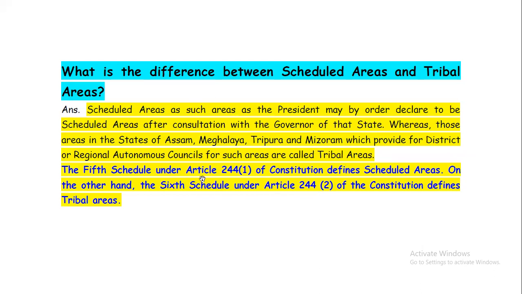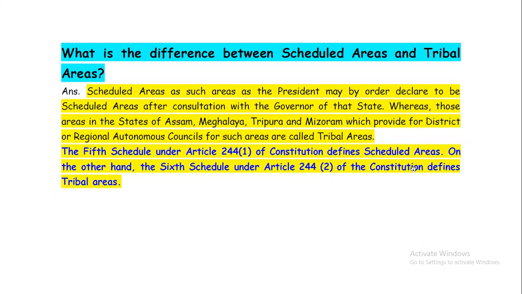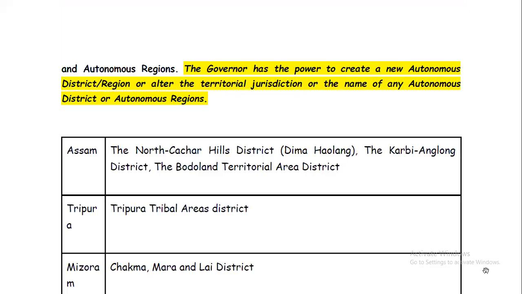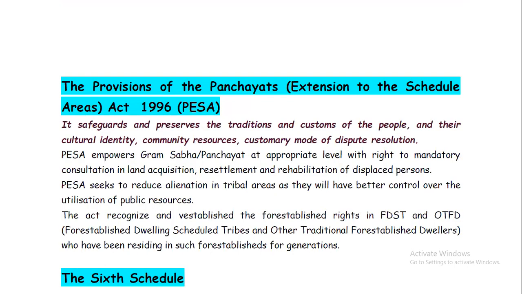And Article 244(1) is the one under which the fifth schedule comes, and it defines scheduled areas. And Article 244(2) defines the tribal areas. So the sixth schedule falls under Article 244(2). Got it? So this is the entire discussion of the fifth schedule and sixth schedule areas. I hope everything is clear to you now.